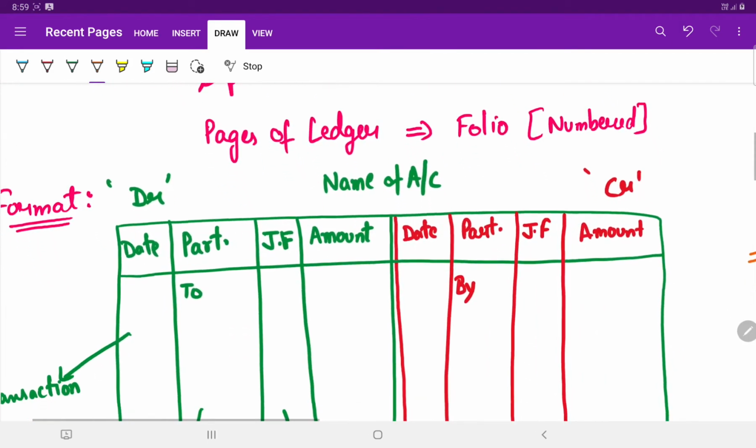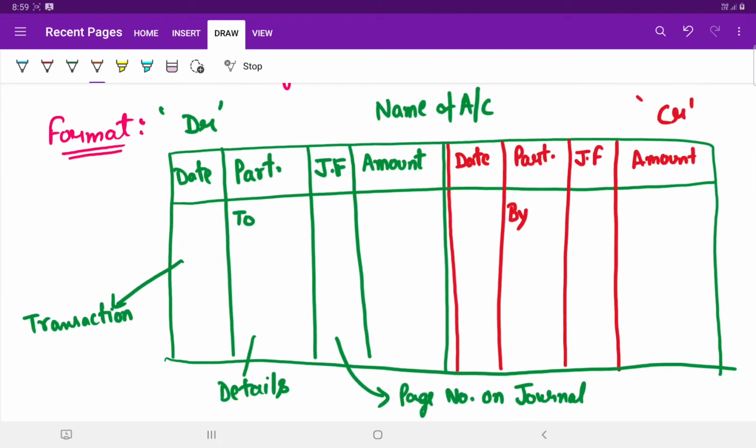Now let us see the format of a ledger. This is a basic format of a ledger. You can see that it is divided into two parts. A ledger account is generally divided into two sections by a central vertical line. All the debit entries are made on the left hand side and all the credit entries are made on the right hand side. You can see clearly that the debit side is on the left. On the top left corner you see DR, and on the top right corner you see CR, for credit entries. So the abbreviations DR and CR are clear to you now.